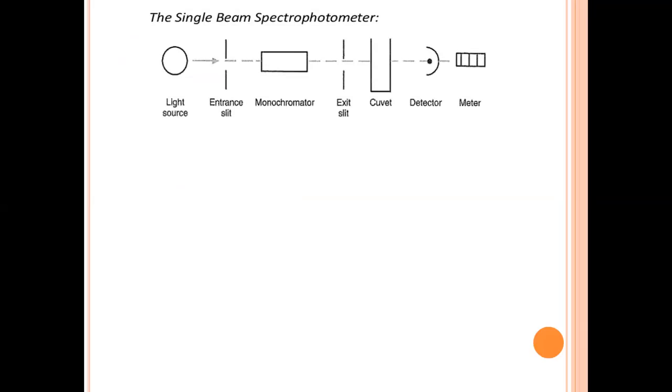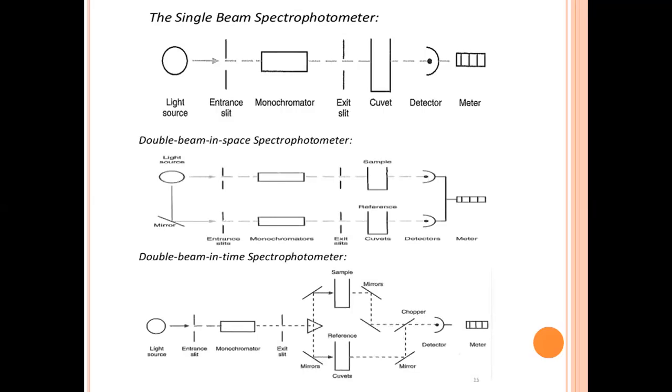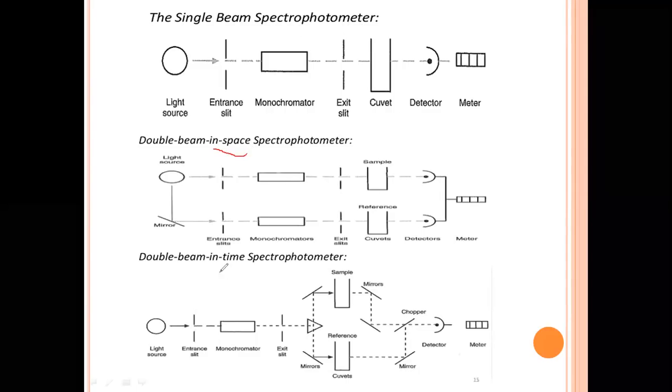So, ito yung single beam. Okay? So, the usual spectrophotometer, having those components of your spectrophotometer. Whereas this one naman is your double beam. Okay? So, you have the double beam in space and the double beam in time. So kindly take note of the difference between the double beam in space and the double beam in time.